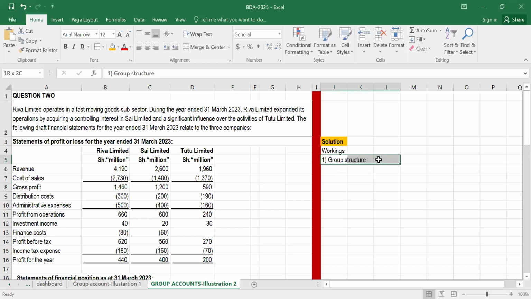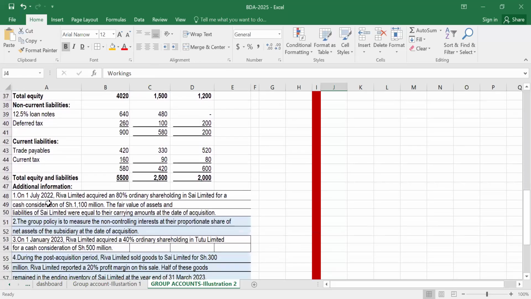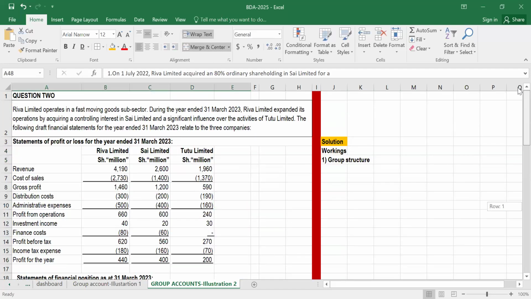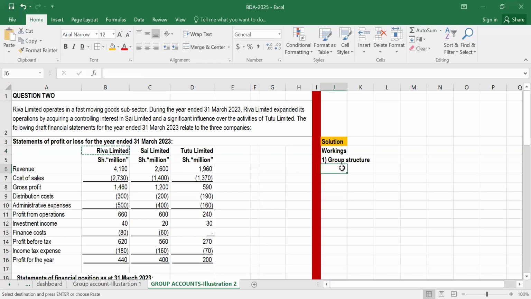So where do we get the information about the group structure? We can get it from the additional information. You're told that on 1st of July 2022, BV Limited acquired 80% ordinary shareholding in ZU. So BV acquired 80% shareholding in this company, which is called ZU.